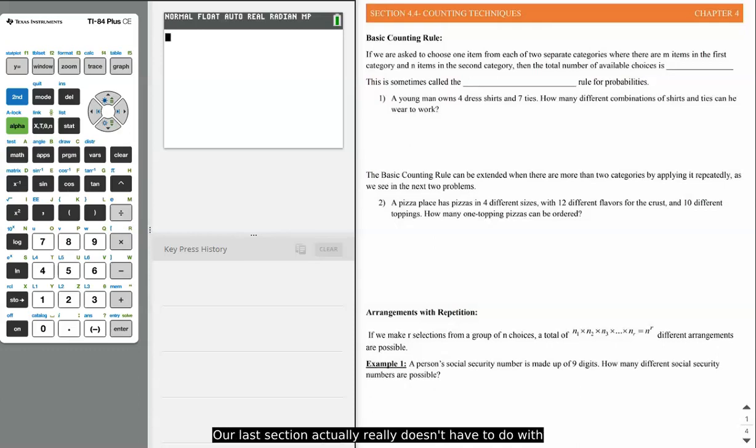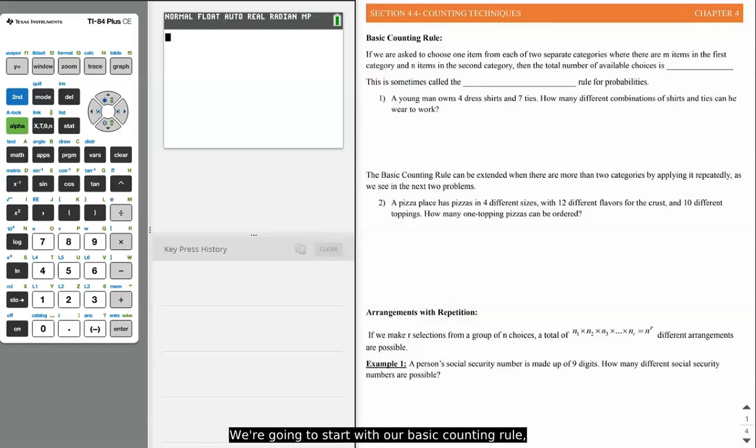So our last section actually really doesn't have to do with probability, unless it's specifically asked, I guess, for the probability. But for most of these, we are going to look and find whole numbers. We want to know how many ways are there to do something.